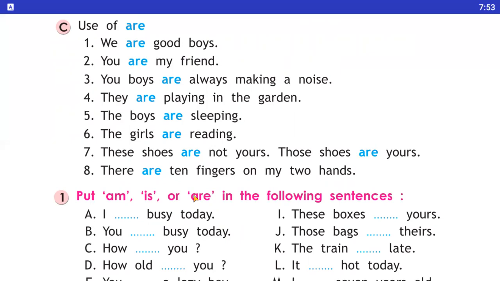ये जो दो शूज हैं ये आपके नहीं हैं। Those two shoes are yours, और ये शूज जो हैं वो आपके हैं। ओके. There are 10 fingers on my two hands. मेरे दोनों हाथों में 10 फिंगर्स हैं। Is that clear? समझ में आया आपको कहाँ हम are का यूज करेंगे, कहाँ is का और कहाँ हम am का यूज करेंगे?